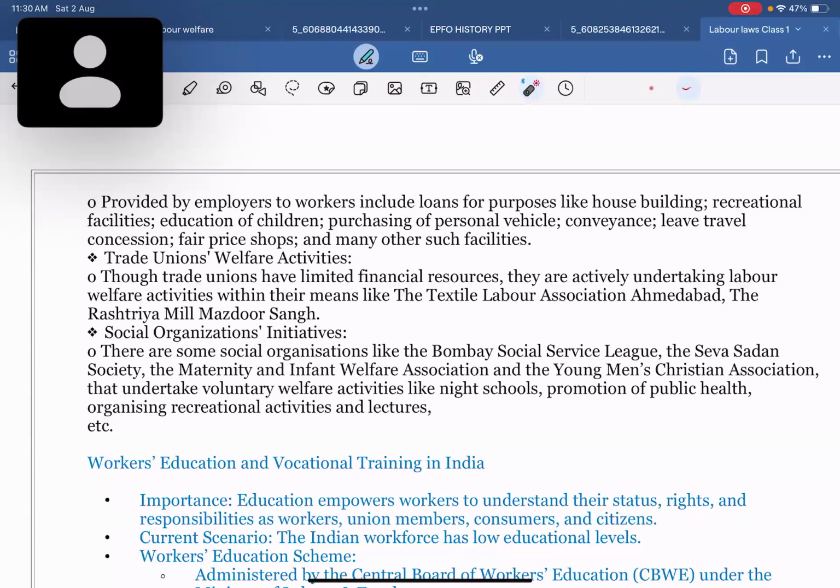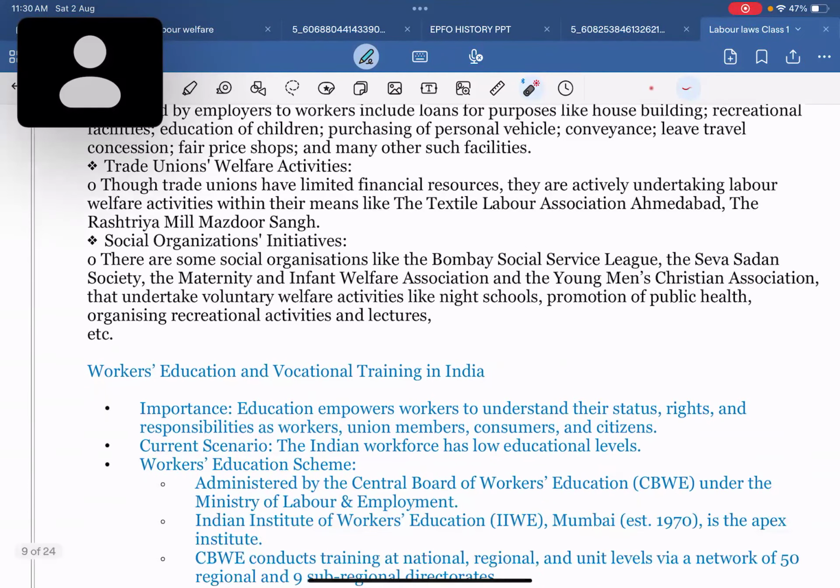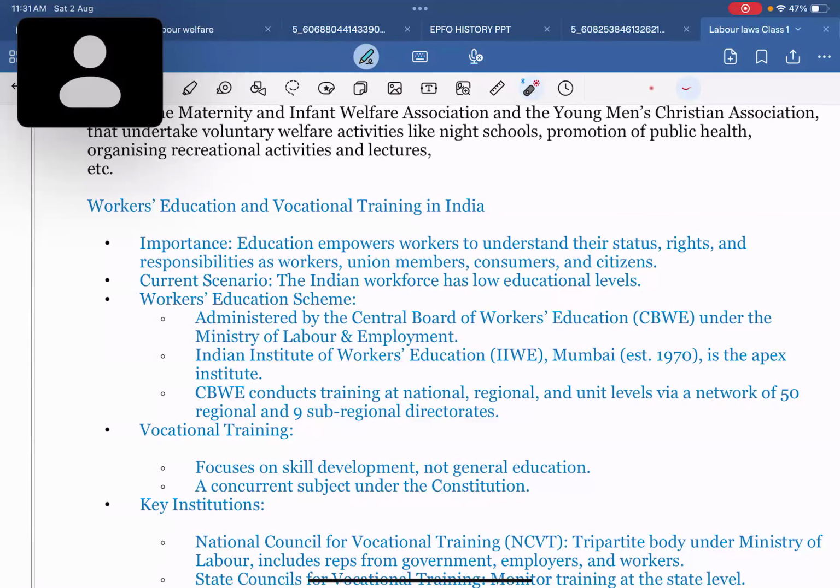Now comes the social organization initiatives. There are some social organizations like the Bombay Social Service League, the Seva Sadan Society, the Maternity and Infant Welfare Association, and the Young Men's Christian Association that undertake voluntary welfare activities like night schools, promotion of public health, organizing recreational activities, and lectures. So these are the social organization initiatives. Now comes workers' education and vocational training in India. What is the importance of it? Education empowers workers to understand their status, rights, and responsibilities as workers, union members, consumers, and citizens.